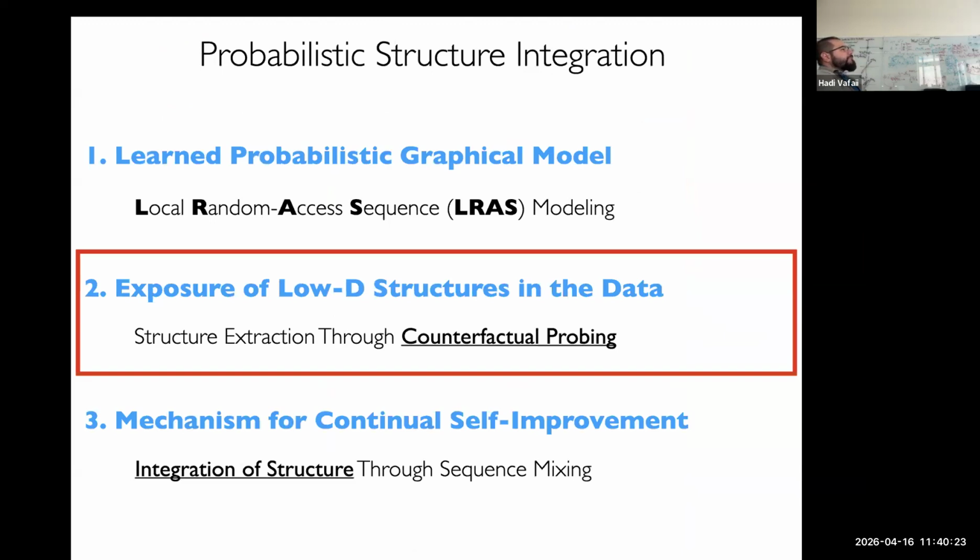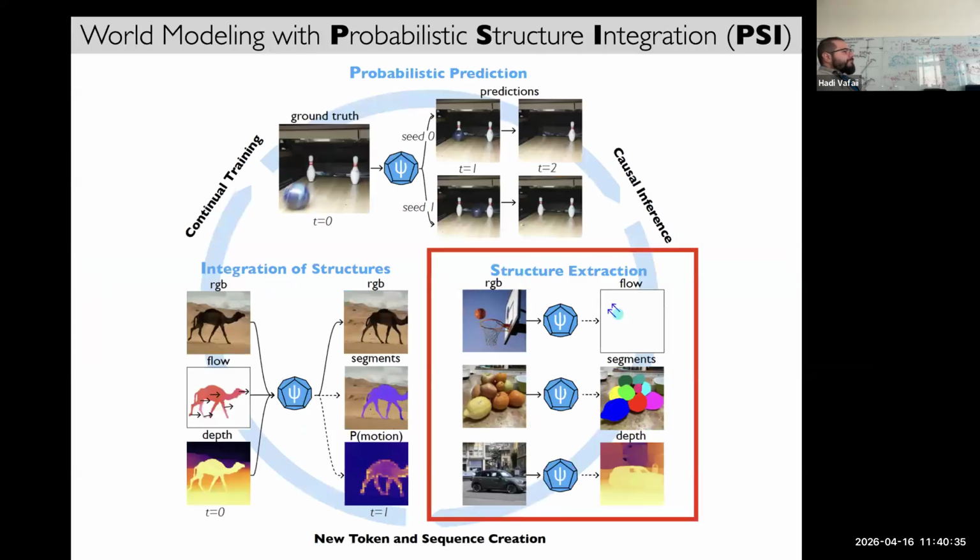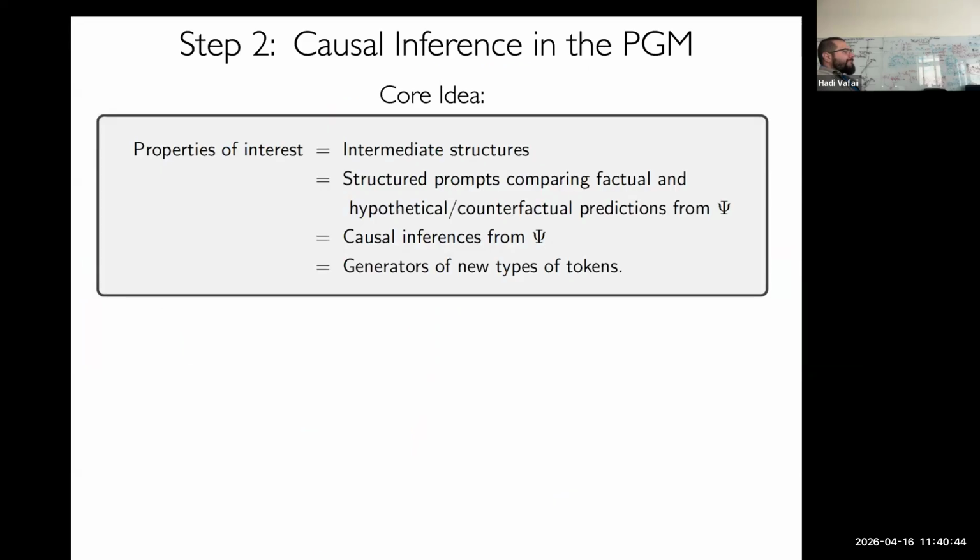All right, so now I think I'm going to move on, if that is okay with people, to talking about the second idea, which is the exposure of low-dimensional structures in the data. So this is a cycle. I'm now telling you about the second piece, and the key thing is doing approximate causal inference. I hinted at how you would do causal inference. Now I'm going to show what it's useful for.